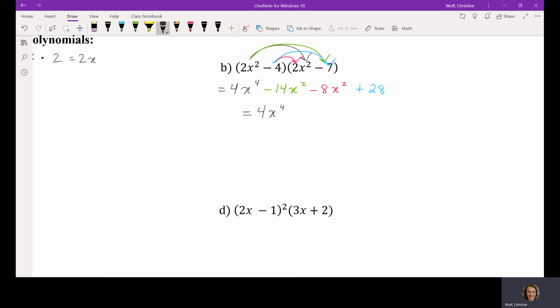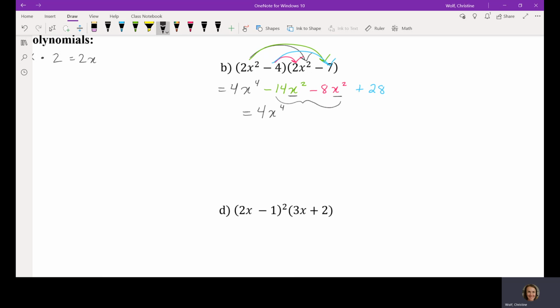Now, if you look at the two guys in the middle, though, they're both x squareds, so they're similar terms. A metaphor I sometimes use is think of family members with the same last name. I want you to think of these x squared and x squared here as last names, okay? So I would consider these two terms in the middle family members because they have the same last name.